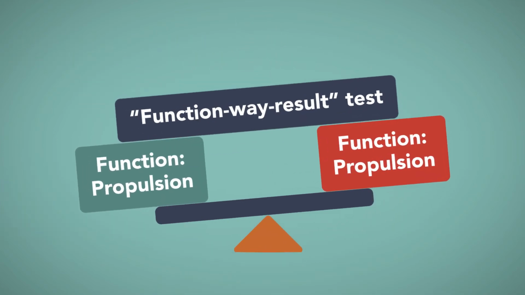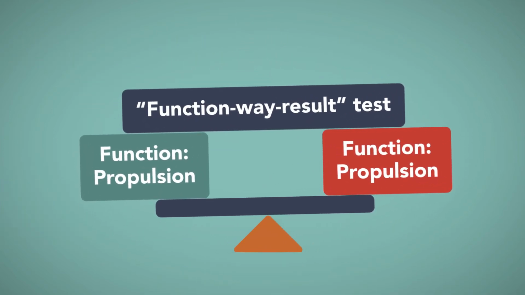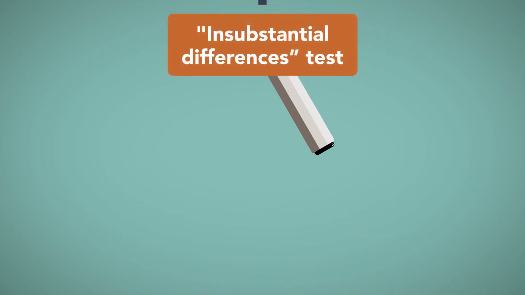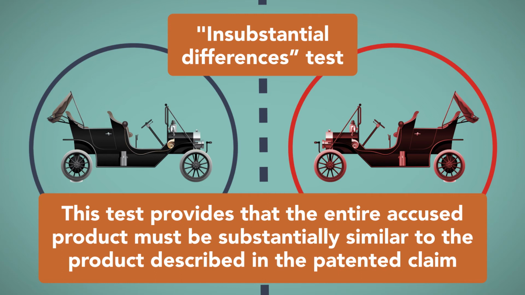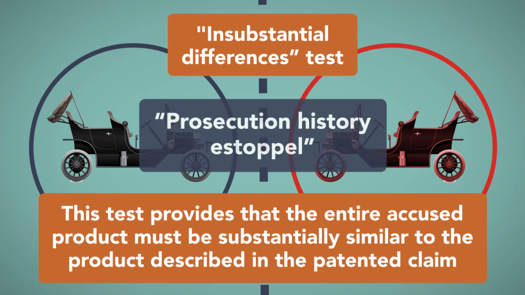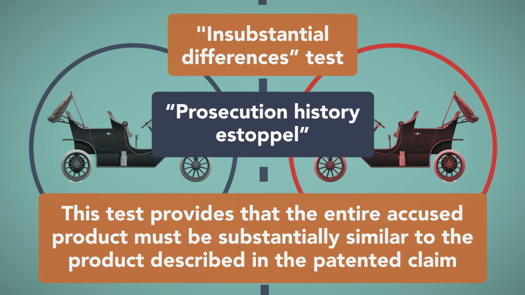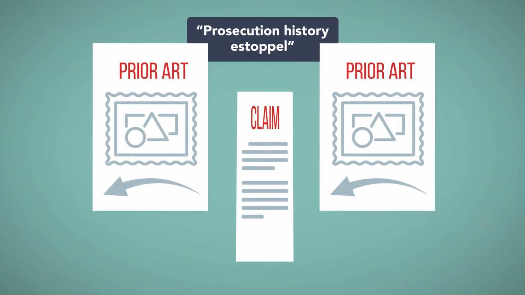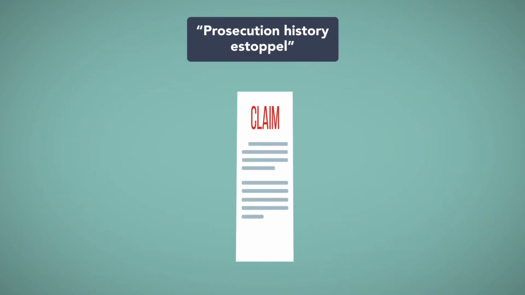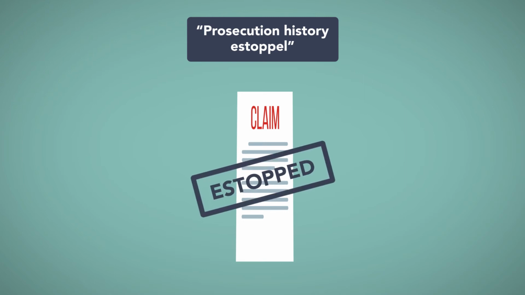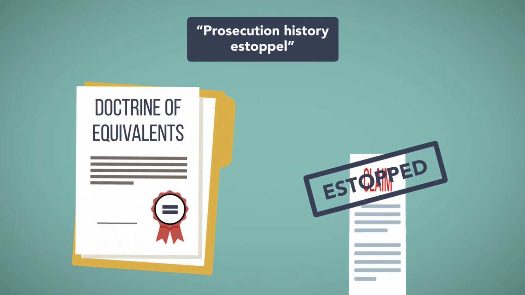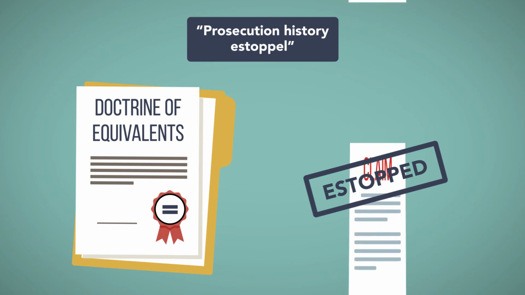The function-way-result test is still used, although recent cases have applied an insubstantial differences test for the doctrine of equivalence. This test provides that the entire accused product must be substantially similar to the product described in the patented claim. One interesting twist regarding the doctrine of equivalence is known as prosecution history estoppel. If a claim was narrowed during prosecution to avoid the problem of some prior art, the patentee may be estopped from asserting the doctrine of equivalence, as allowing this broad rule to apply to shifting patent claims could be unfair to other users.